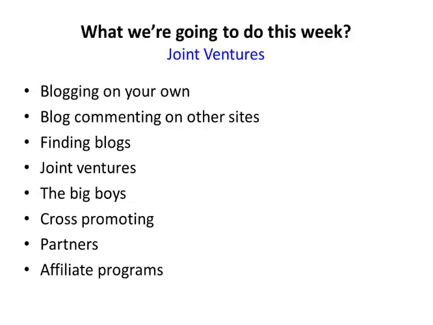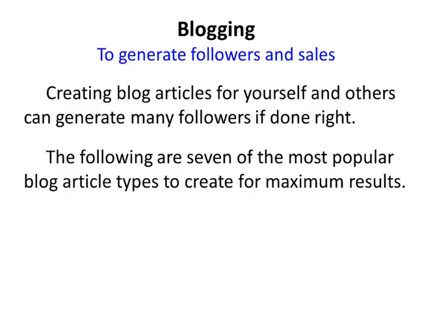We're going to start out with talking about blogging, how to blog on your own if you have a blog, and if not, how to blog commenting on other people's sites. You can get a lot of business doing this. They're both done the same way, but you'll see as we explain it, there's a lot of different ways you can do this. How to find blogs to advertise on. We're going to speak about joint ventures, how to do joint ventures with the people you're working with and with the big boys. How to do cross-promoting, which is a kind of neat system, and how to deal with partners and affiliate programs. So let's go ahead and get started.